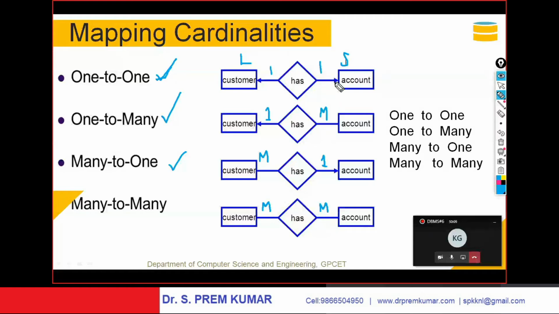Why am I saying one? Here you are having arrowheads. One customer, one account. One customer, many accounts. Many customers, one account. Many customers, many accounts. This is nothing but a many-to-many relation. All these, one-to-one, one-to-many, many-to-one, many-to-many, put together, are called mapping cardinalities. We call them mapping cardinalities.